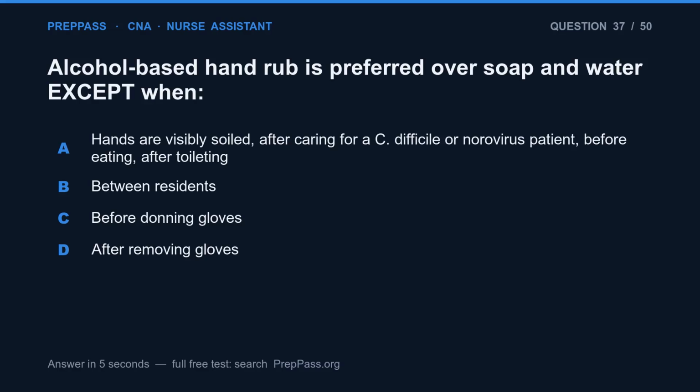Question 37. Alcohol-based hand rub is preferred over soap and water except when A. Hands are visibly soiled, after caring for a C. difficile or norovirus patient, before eating, after toileting. B. Between residents. C. Before donning gloves. D. After removing gloves.